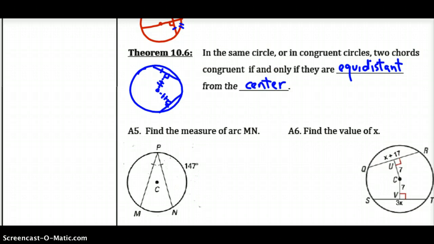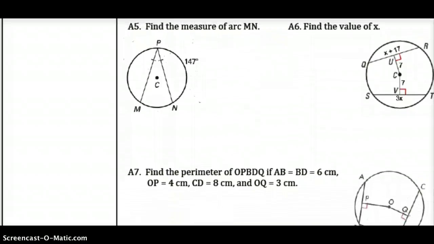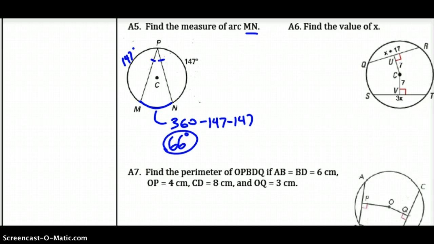All right. So now with these few additional theorems here, let's go ahead and see if we can answer these last few problems here. This goes back to our previous type problem here. Since this is congruent to this, then this has to be 147 degrees, and this would be 360 minus, and this is what we're looking for, MN, 360 minus 147 minus 147. And that ends up being 66 degrees.